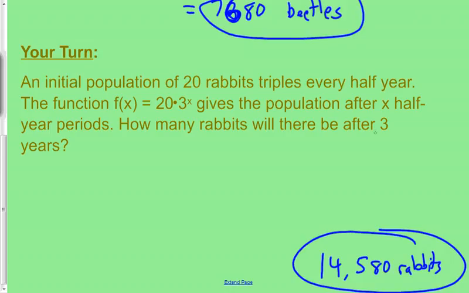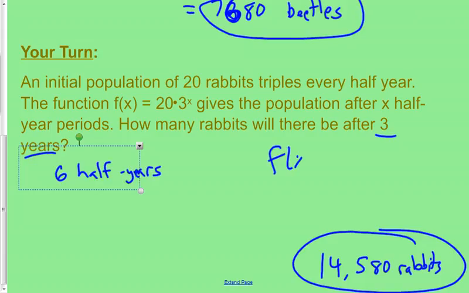It says 3 years, but we're dealing with x as half years. So this would actually be 6 half-year periods. So when you plug in for the function f of x equals 20 times 3, this is going to be raised to the 6th power, not to the 3. It's raised to the 6th power because it's half years. And then you end up getting that as an answer. So this rabbit population grows fast.